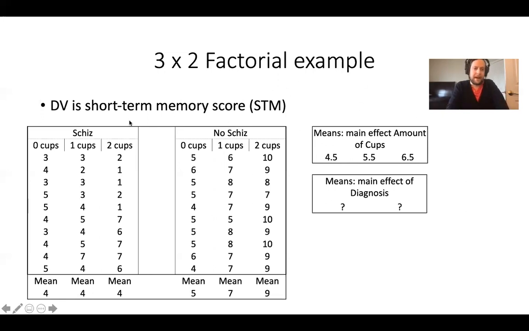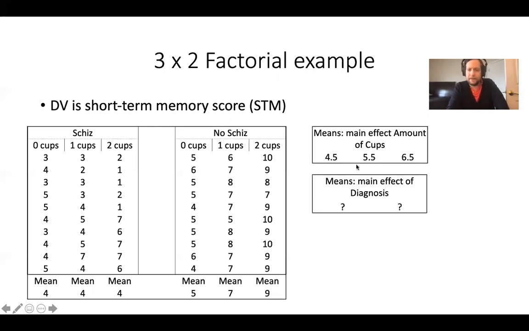Looking at the 2 factors here, we have cups of coffee, which I call here amount of cups. The levels are 0, 1, and 2 cups. You can see it again over here, 0, 1, and 2 cups. So that's factor 1, amount of cups of coffee, composed of 3 levels. The other factor is type of diagnosis, or just diagnosis, which is composed of 2 levels: people with schizophrenia and people that do not have schizophrenia.